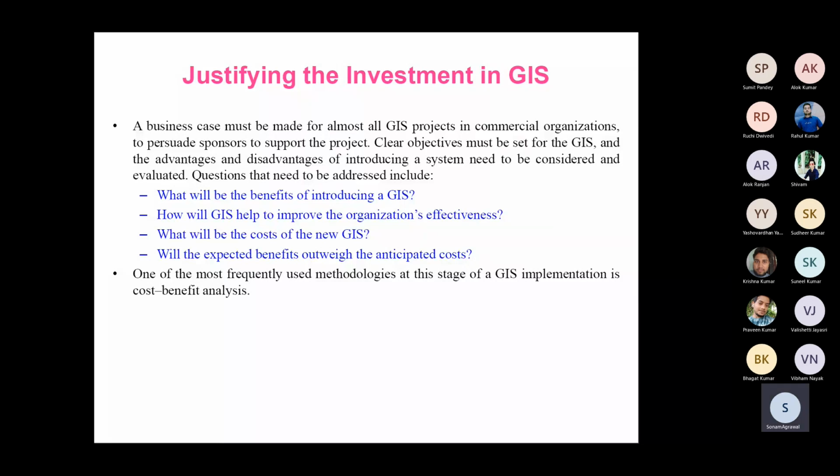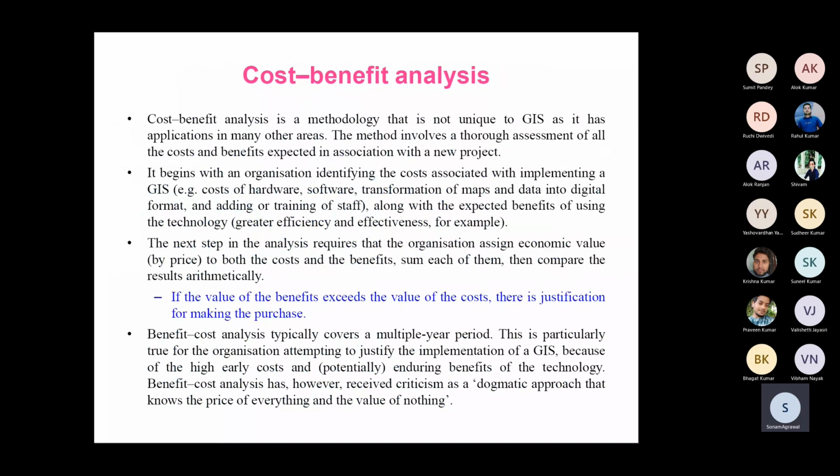There are different methods through which the GIS cost could be justified. One very traditional method is cost-benefit analysis. You may be aware of this method. In cost-benefit analysis, basically, the developers think about what will be the cost and what will be the benefit, meaning what will be the expenditures in any project and what will be the gains of the system.